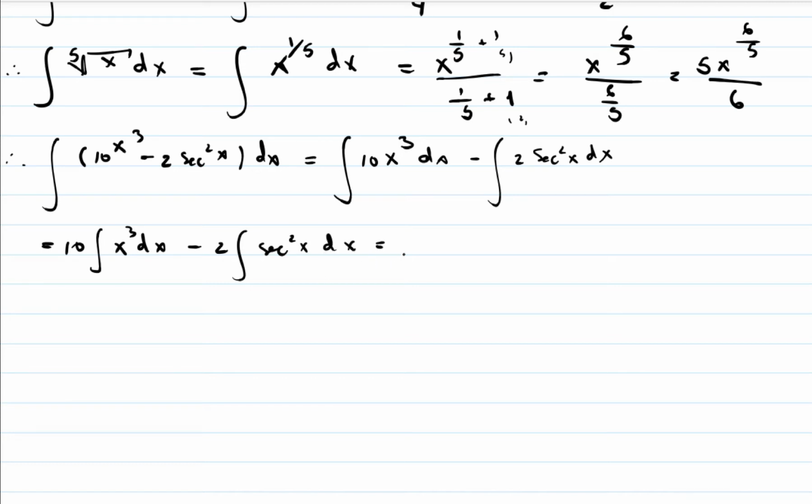This is going to be equal to what? It's going to be equal to 10 times, we increase the power, so we're going to have x raised to 4 divided by the same power, minus 2. When we have sec squared of x, we have a standard formula for this situation, so this comes as tan of x. Because we're dealing with an indefinite integral, this is going to become plus c. So in this case also we could take it plus c.